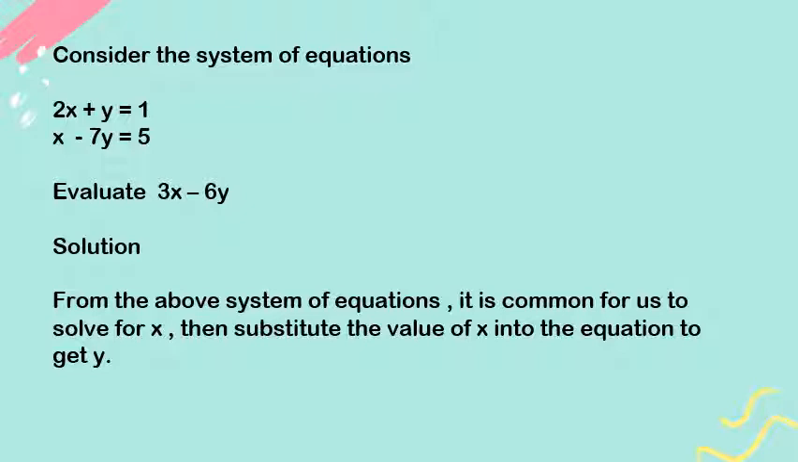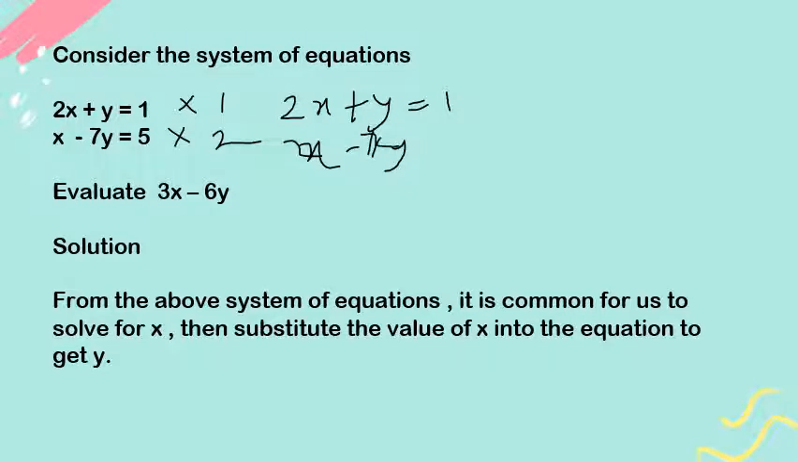If you are to use the elimination method, I am going to multiply this equation by 1 and I will multiply this equation by 2, so that my new equation 1 is going to be 2x plus y is equal to 1. Of course, you see nothing changes. And then I will have 2 times x, which is 2x, minus 7y, which if I multiply, is going to be 14y, equals 2 times 5, and that is 10.